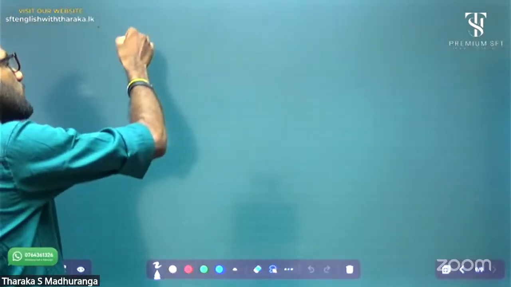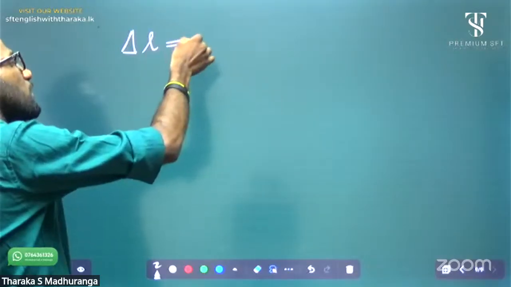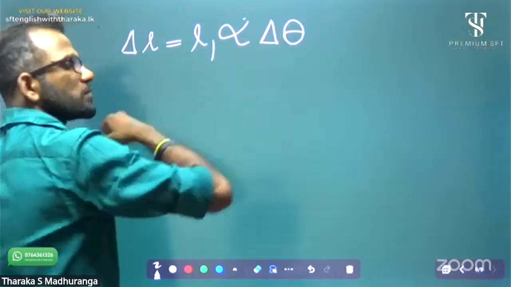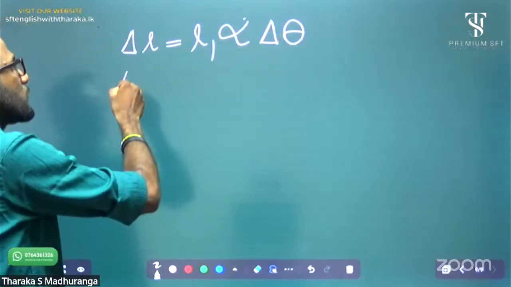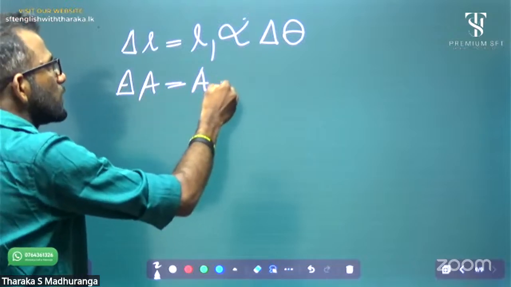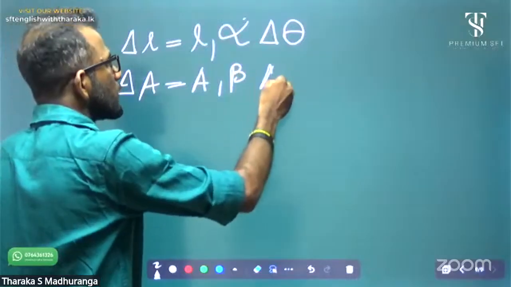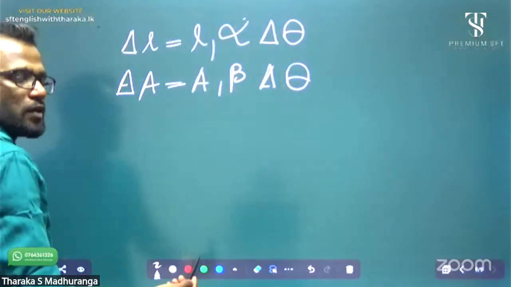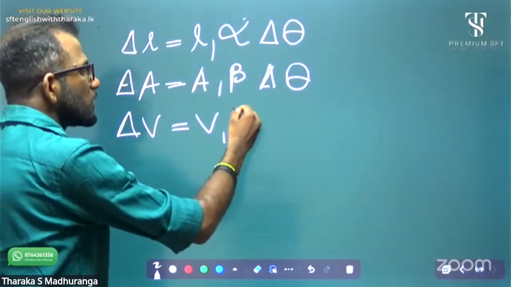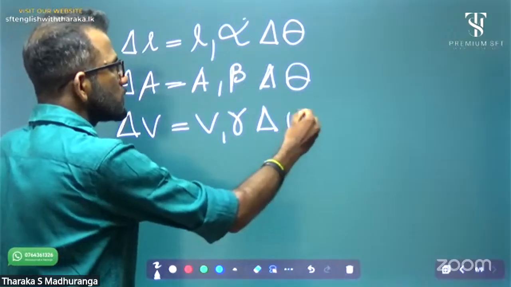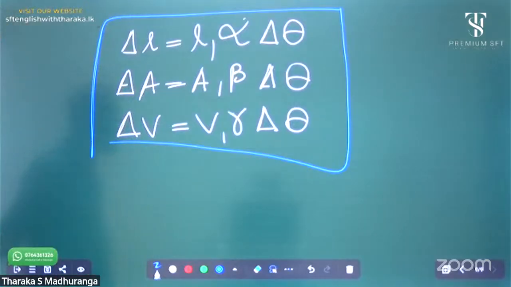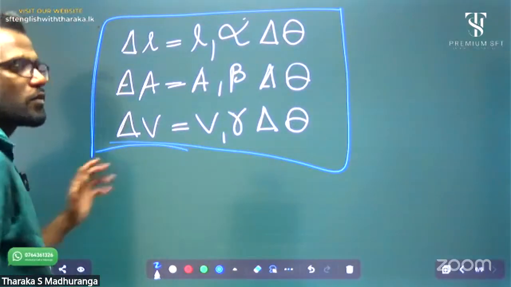Linear expansion: delta L equals L1 alpha delta theta. If you have area expansion, delta A equals A1 beta delta theta. If you have volume expansion, delta V equals V1 gamma delta theta. That's a summary of expansion in one box. Only three statements.